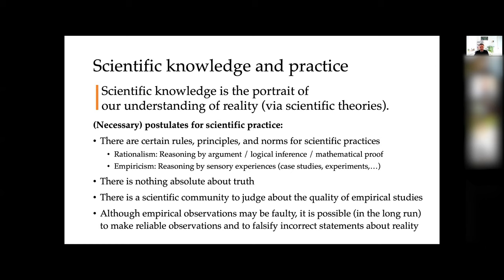And number three, there's a scientific community to judge the quality of empirical studies. As we said earlier, science is something man-made. Science is a human undertaking, and wherever humans are involved, there are errors. So we have our own safeguards, which are typically provided by the scientific community and the publication process. And number four, our empirical observations may be faulty. It is still possible in the long run to make reliable observations and to falsify incorrect statements about reality, which a little bit has to do with the notion of realism. This is maybe not really important for today, but it is still important to understand that empirical studies can also be faulty, but with the notion of replication, we can correct these incorrect measures to a certain extent.